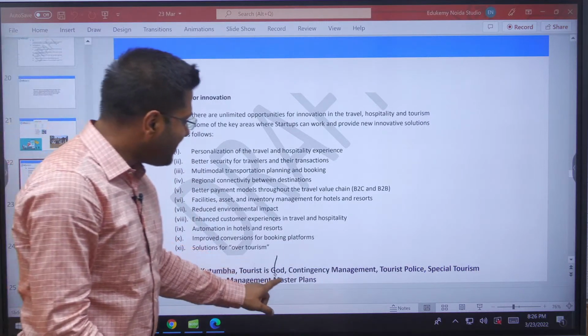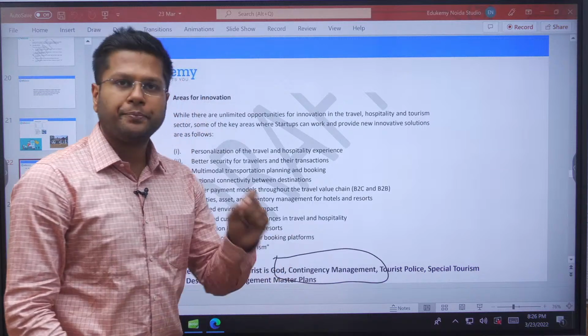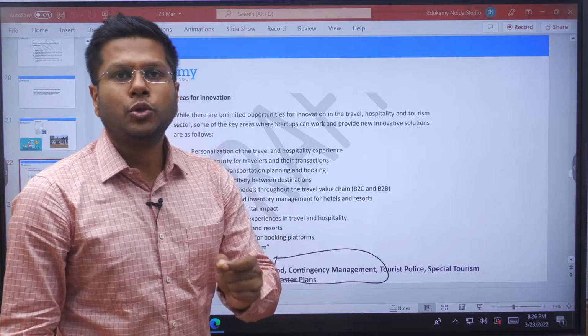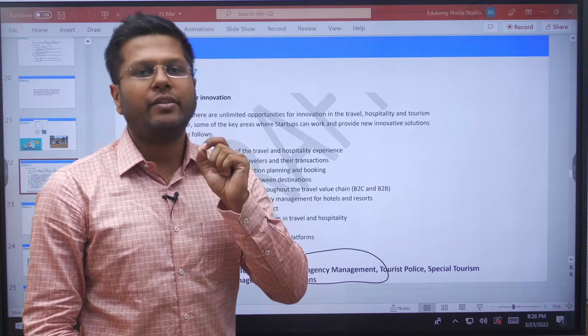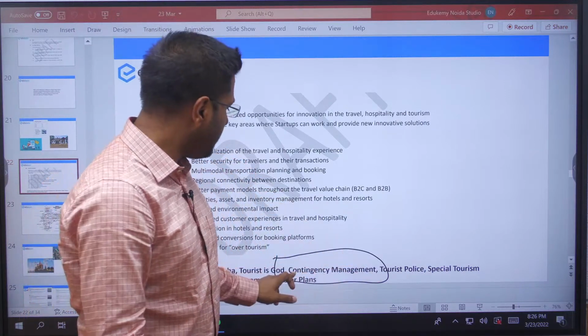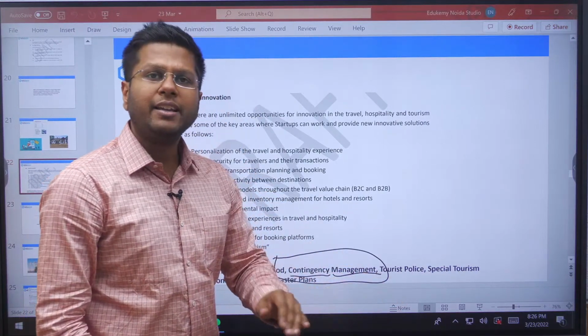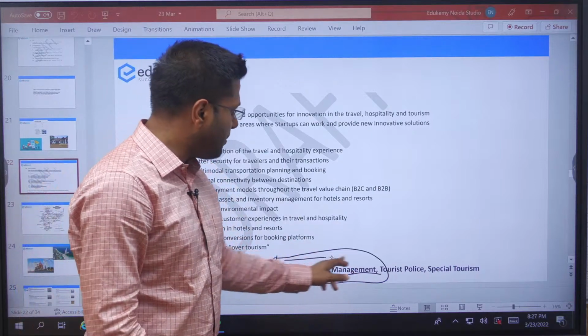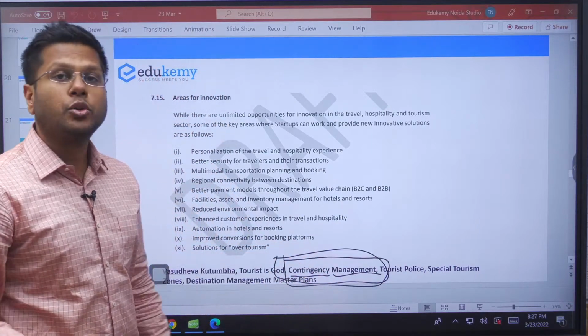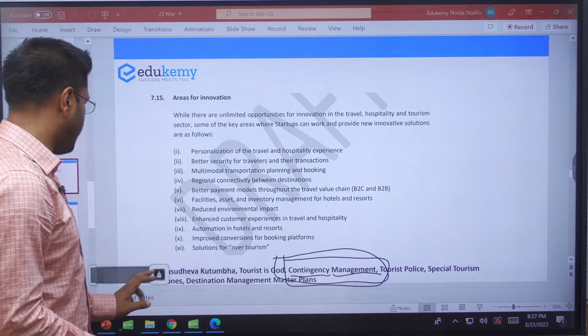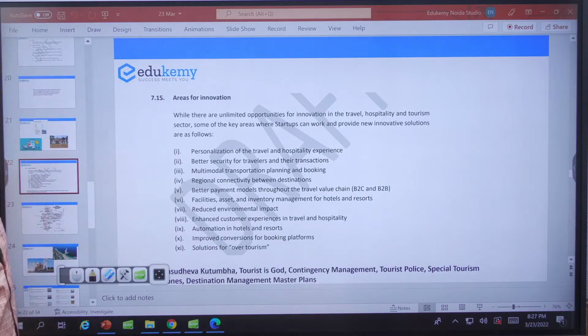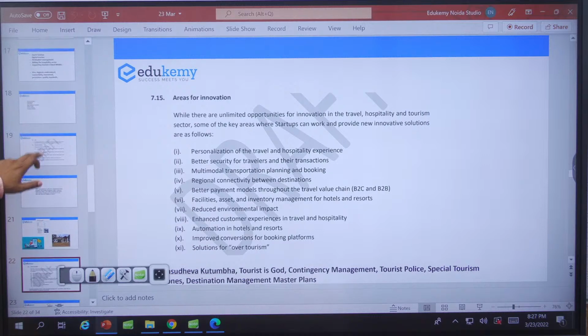Along with that, contingency management is important. Wherever a disaster occurs, tourists should be given priority for evacuation. Their contingency, their management, their evacuation, people should be able to help the tourist out before anybody else, right? So these are the priority areas of the tourism policy as well, right?